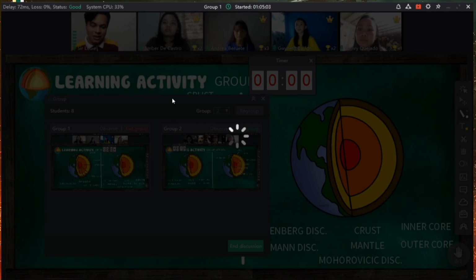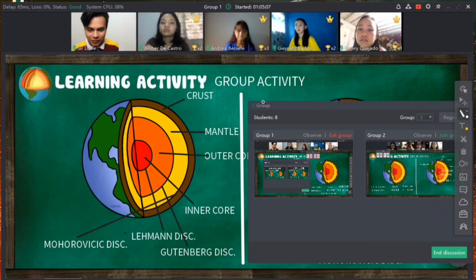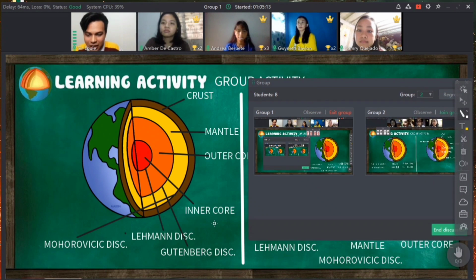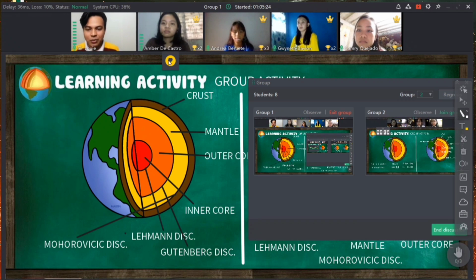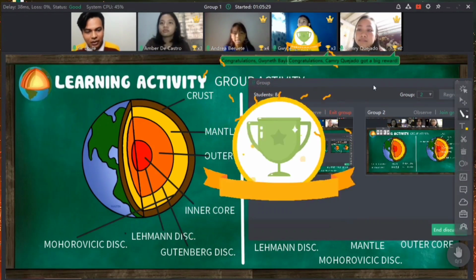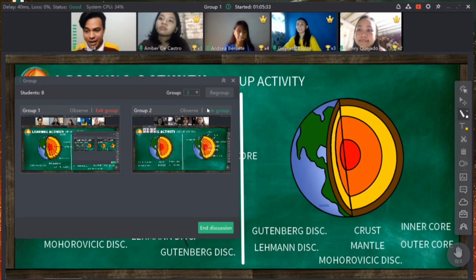So let me see the output of group number 1. We have the crust, the mantle, the outer core, correct? The inner core, we have the Gutenberg discontinuity, correctly labeled. The Lehmann discontinuity, that is also correct. And the Mohorovičić discontinuity is also correct. So I will be rewarding you trophies each. Let us wait for group number 2 to finish their task.